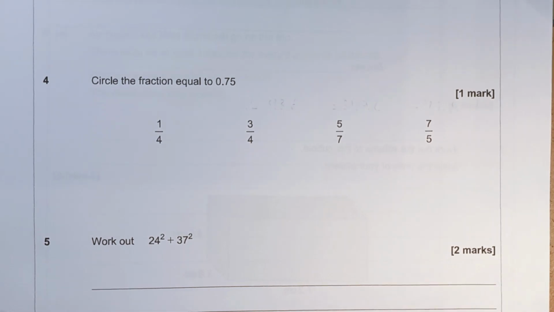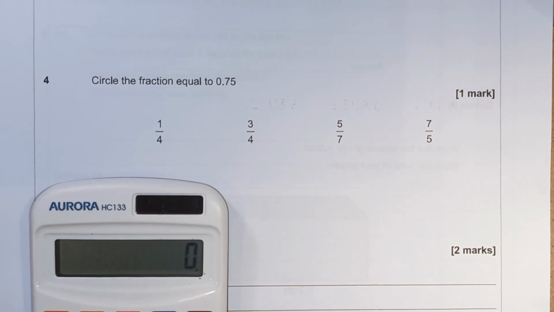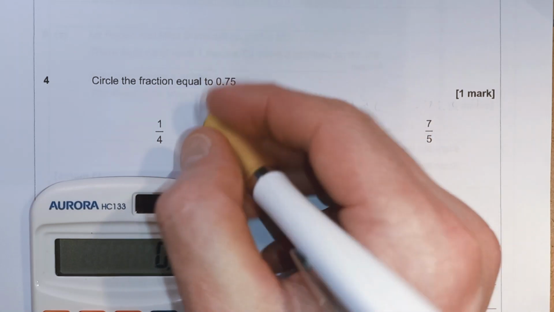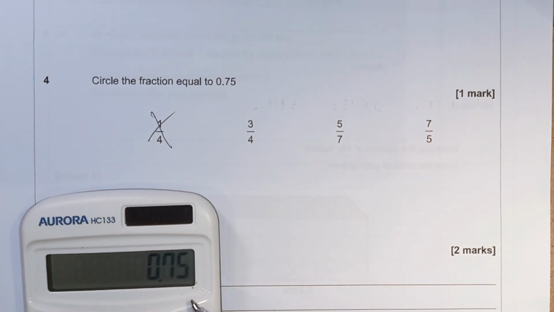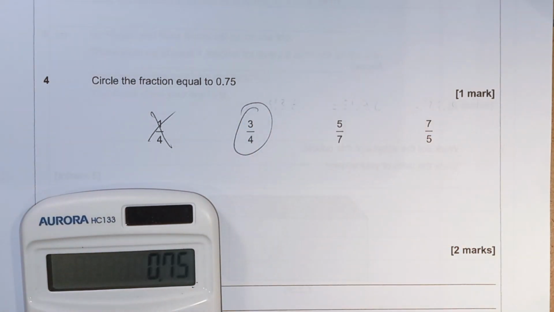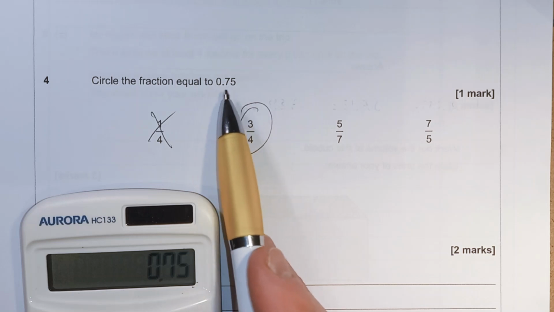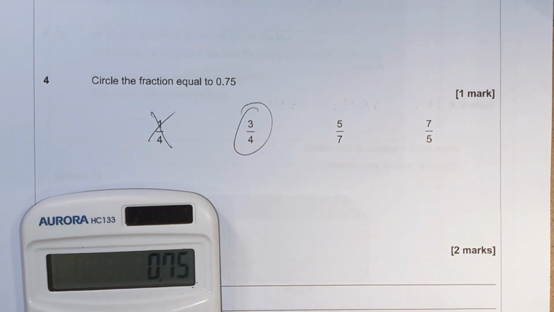Question 4. Circle the fraction equal to 0.75. Well, this is the calculator section now, so we can get our calculator and just work them out. 1 divided by 4 is 0.25, so it's not that one. 3 divided by 4 is 0.75, so it is that one. Hopefully you'll know some of these and you'll be able to spot 0.75 as 3/4. But if not, just use your calculator.